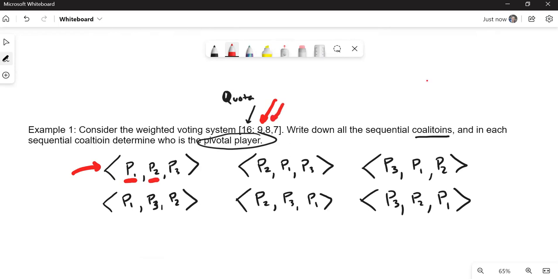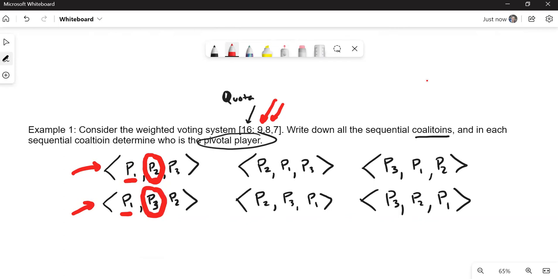They have a weight of 8. And now we have 9 plus 8, which is 17. That is enough to meet the quota. So that means player 2 is pivotal because they changed it from losing to winning. Let's take a look at the next one down. All right. Same thing. Player 1 is first. They have a weight of 9. That's not enough. Then player 3 joins. What is 9 plus 7? That's 16. That's enough to meet the quota of 16. So in this case, player 3 is pivotal.